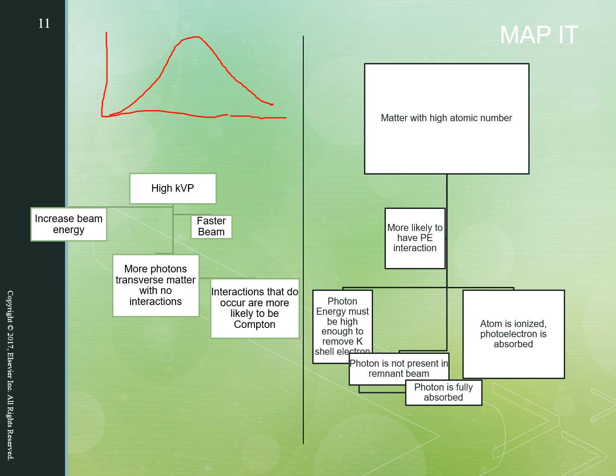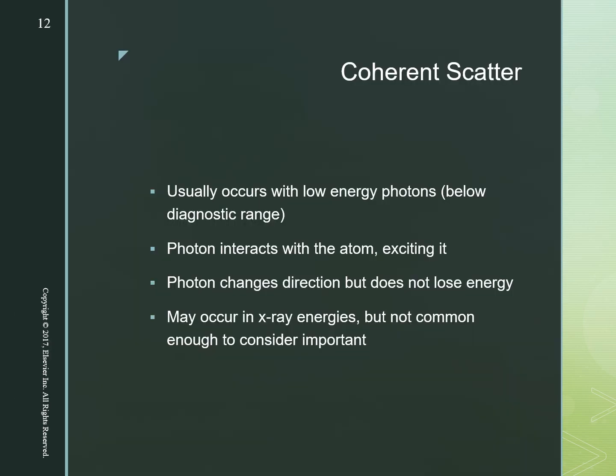If we have matter with higher atomic number, meaning something like bone that's made up of atoms with more protons, we're more likely to have photoelectric interactions. And that's because we have those higher energy levels or higher binding energies, which are going to eat up all the energy if a photon were to happen to interact with a K-shell electron. So higher atomic number is going to cause more likelihood of photoelectric interaction. The change in atomic number does not affect the ability of Compton scatter to occur.